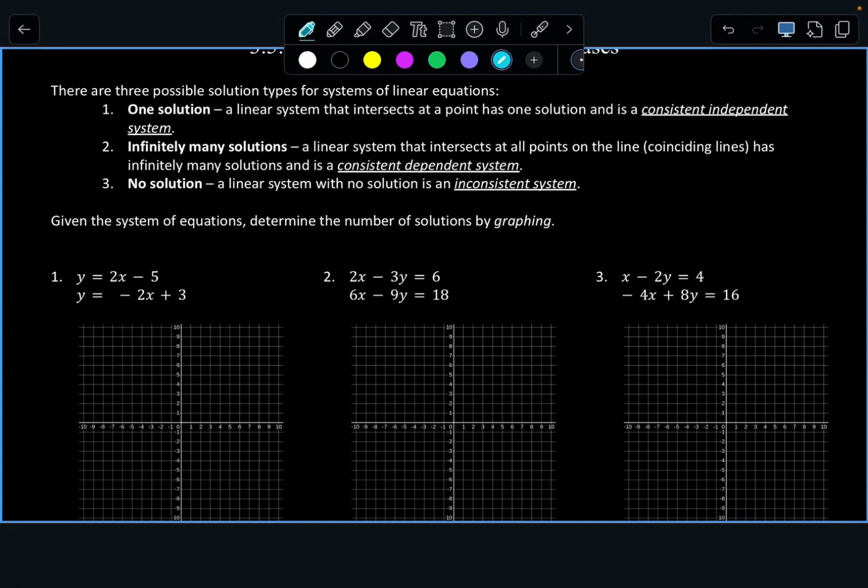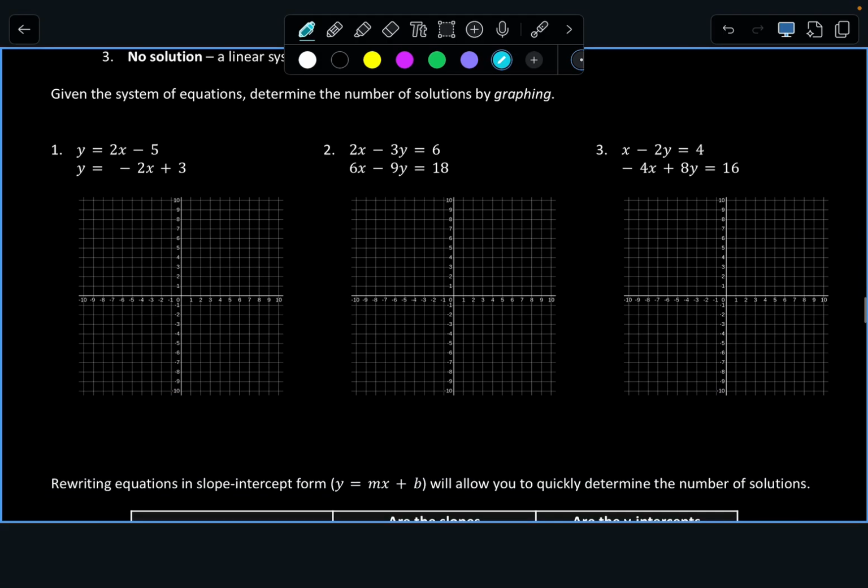What do graphs look like if they do not cross? There's a specific word I'm looking for, and it starts with a P. Perpendicular. Other one. Parallel. Perpendicular lines cross at one point, at a specific 90-degree angle. But parallel lines have the same slope, and they will never cross. So that would be an inconsistent system because they don't cross. So let's go through these 3 examples and show one of each.